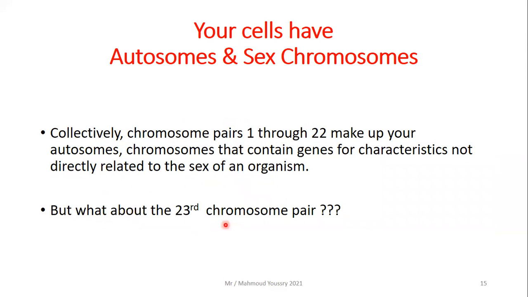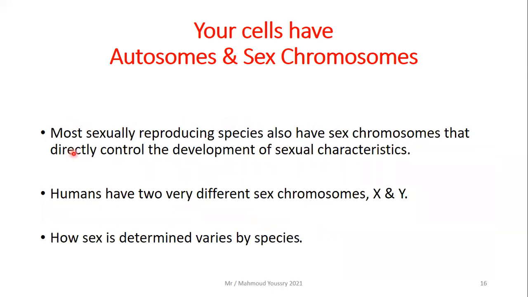But what about the 23rd chromosome pair? Most sexually reproducing species also have sex chromosomes. This is the second type of chromosomes, which directly control the development of sexual characteristics. Humans have two very different sex chromosomes, which are X and Y. How sex is determined varies by species.